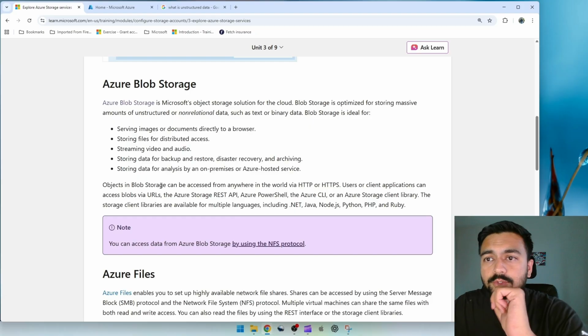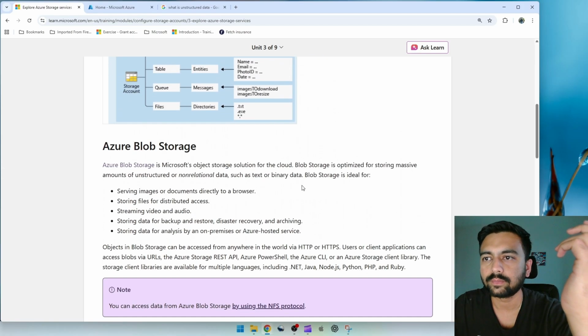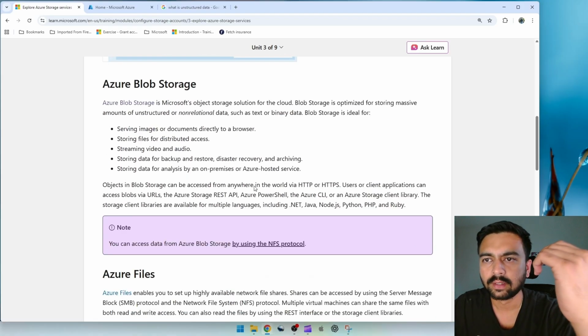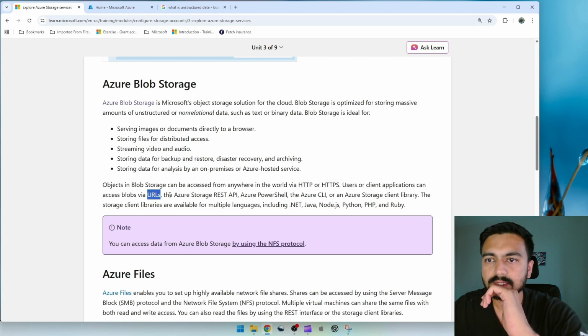Objects in blob storage can be accessed. So when you're subscribed to blob storage, if you have Azure Blob Storage, these are the type of data you can save, and it can be accessed through HTTP, HTTPS, browsers, URLs, API, PowerShell, CLI. So you can access that data in blob storage through all of this.